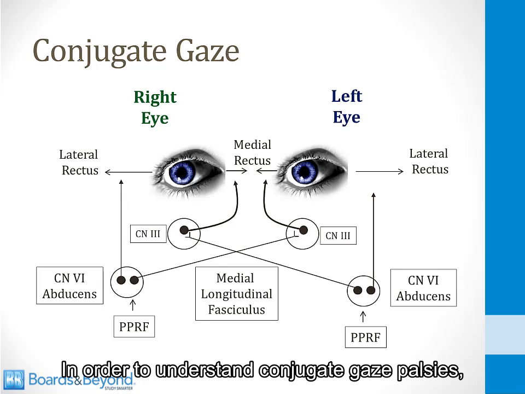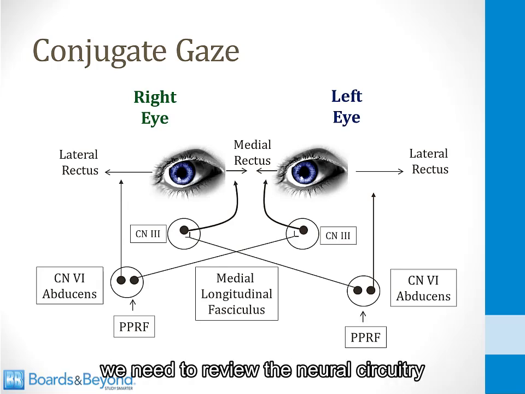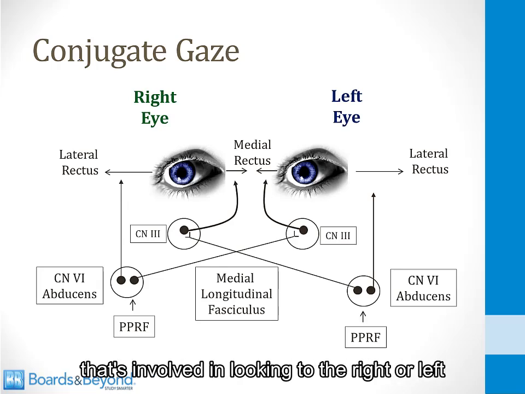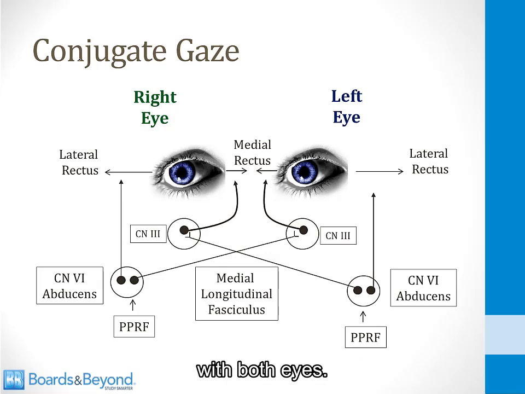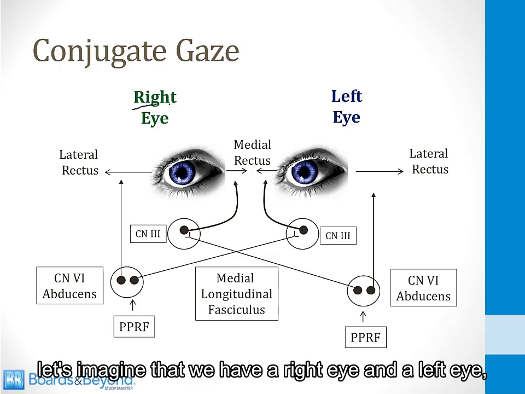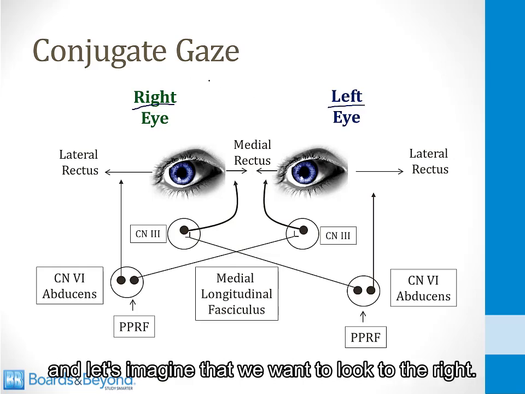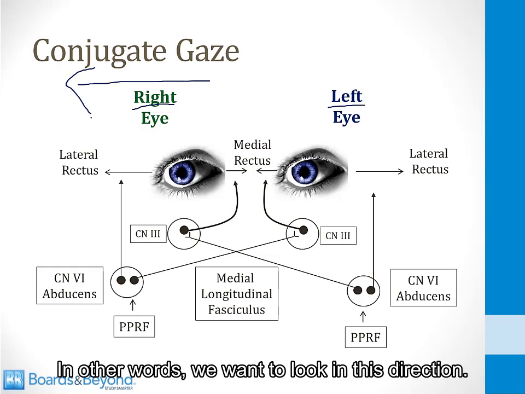In order to understand conjugate gaze palsies, we need to review the neural circuitry that's involved in looking to the right or left with both eyes. So in order to do this, let's imagine that we have a right eye and a left eye, and let's imagine that we want to look to the right. In other words, we want to look in this direction.